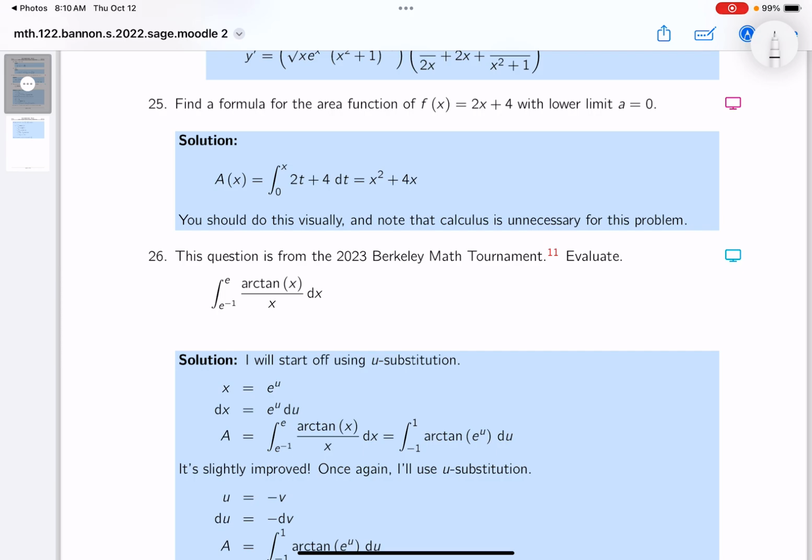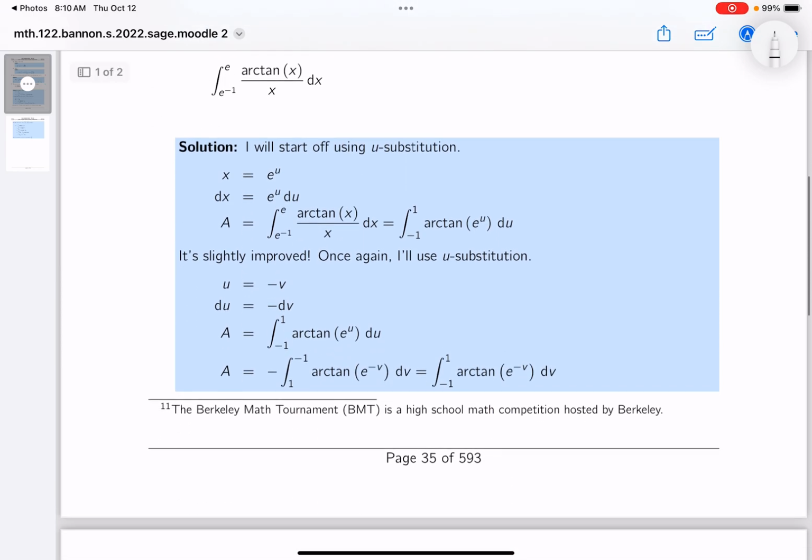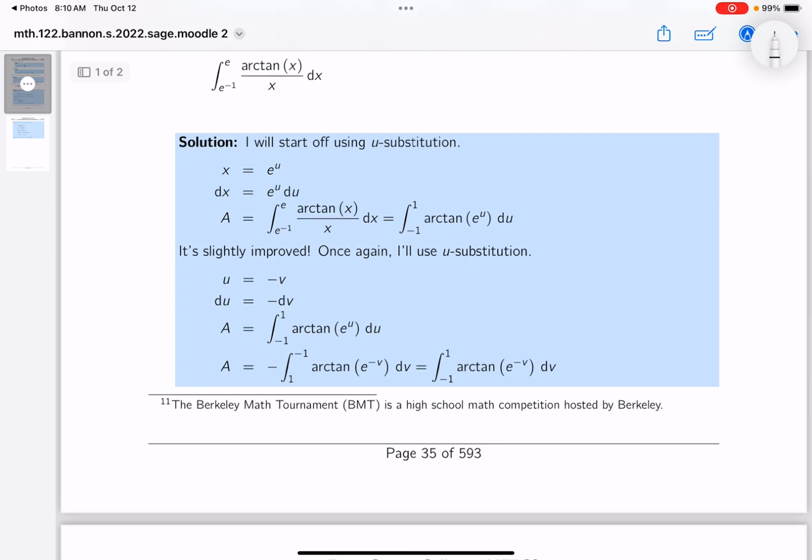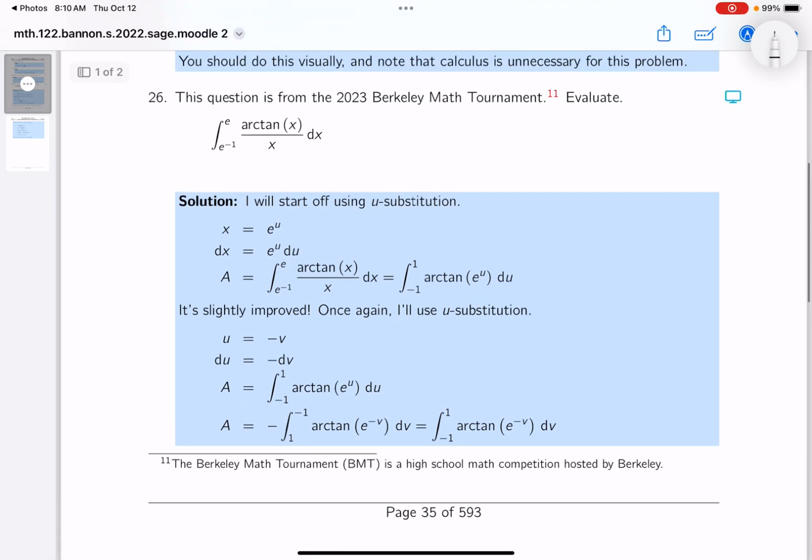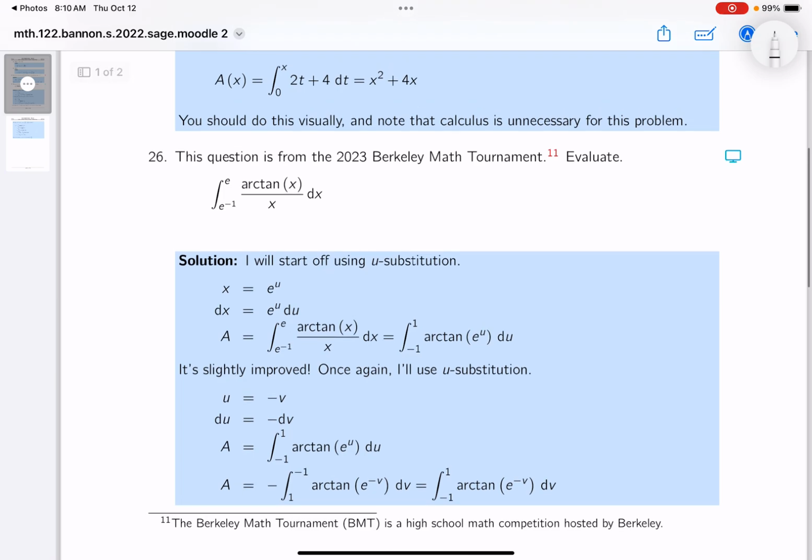Okay, problem number 26. It's a question from the 2023 Berkeley Math Tournament. Let's just look at the footnote. The Berkeley Math Tournament is designed for high school students and also middle school students, depending on their level of achievement. Certainly for something like this, they would need to know calculus.